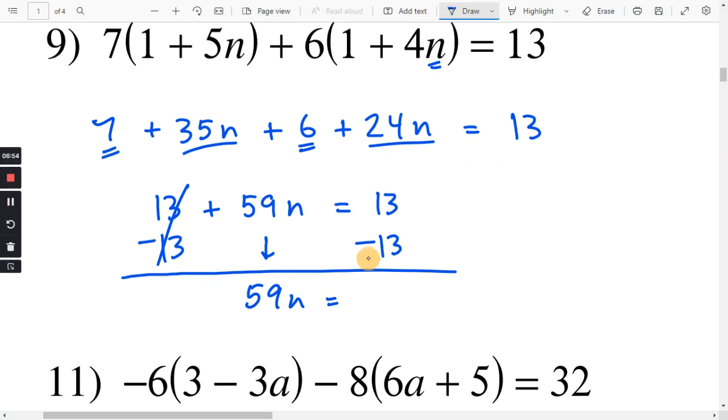But we need the 0 over here. We don't need a 0 right here. That would just be plus 0. But we do need a 0 here to solve. So 13 minus 13 is 0.